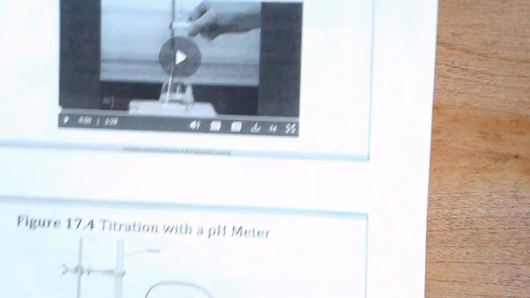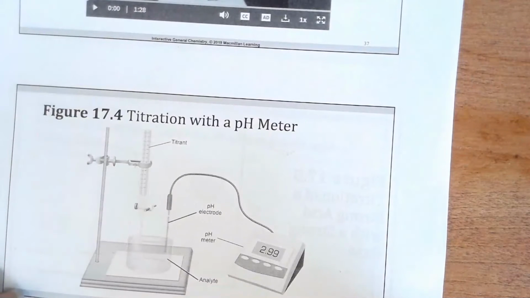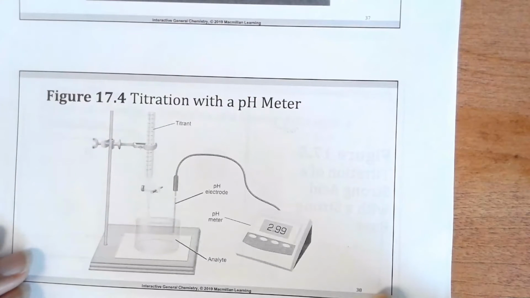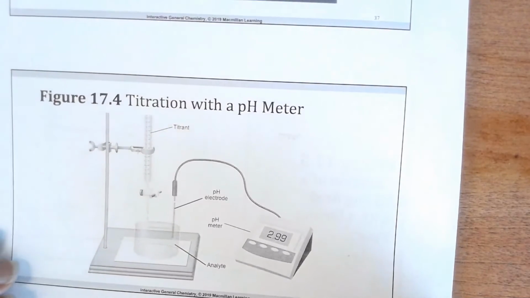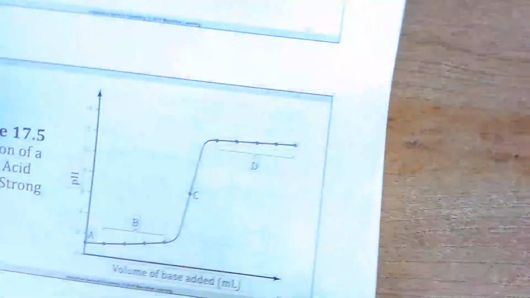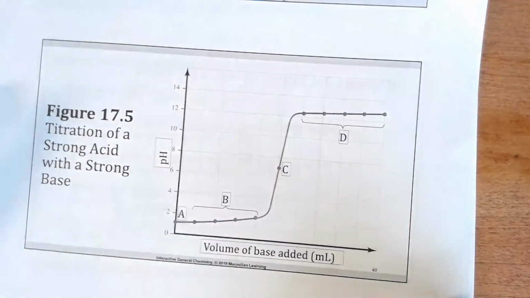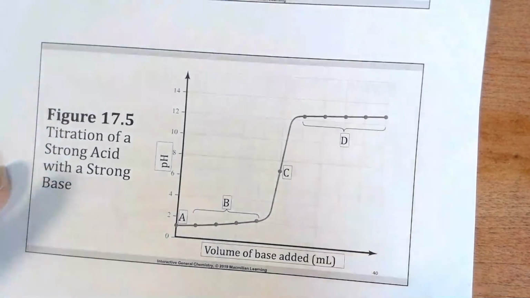Now we looked at examples, and I was talking to you about how to use the pH meter during a titration, and explain the different parts of the curve. We've already done this. I'm just showing you what we've done before.